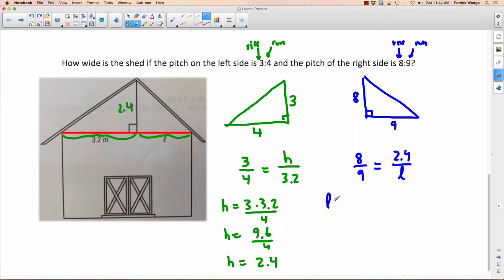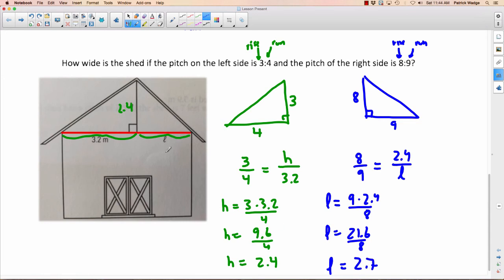So how do we get L? Cross multiply. 9 times 2.4, and then divide it by 8. 9 times 2.4 is 21.6, and we're going to divide that by 8. And 21.6 divided by 8 is 2.7.